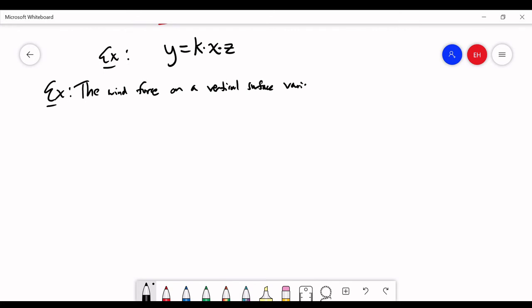Okay, let's look at this in an application problem. So the wind force, the force of the wind on a vertical surface, varies jointly as the area of the surface.